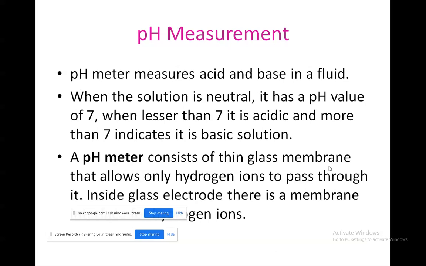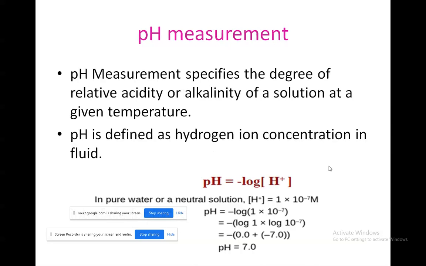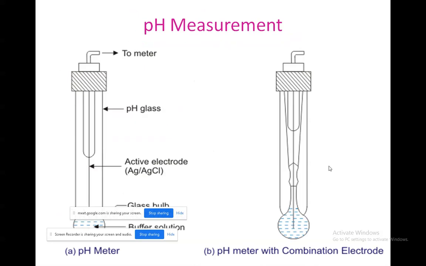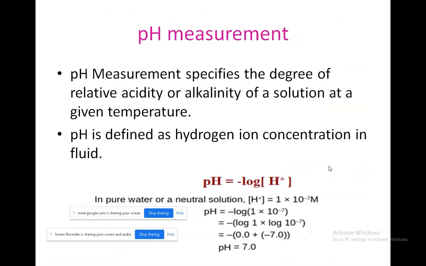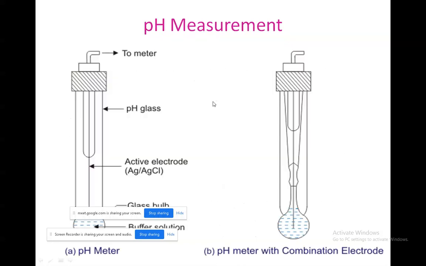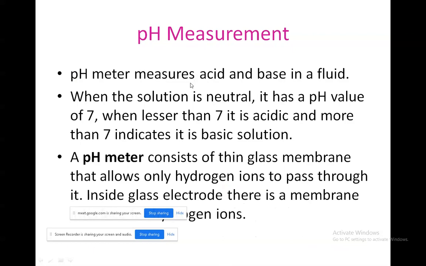Here the pH meter measures acid and base in a fluid, whether it is acidity or alkalinity. In the first slide itself I said pH measurement specifies whether the given solution is acidic or alkaline. Another name for alkalinity is base. So the pH meter measures acid and base in a fluid.